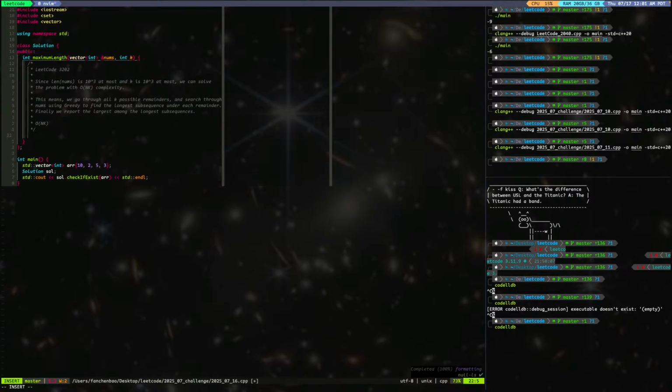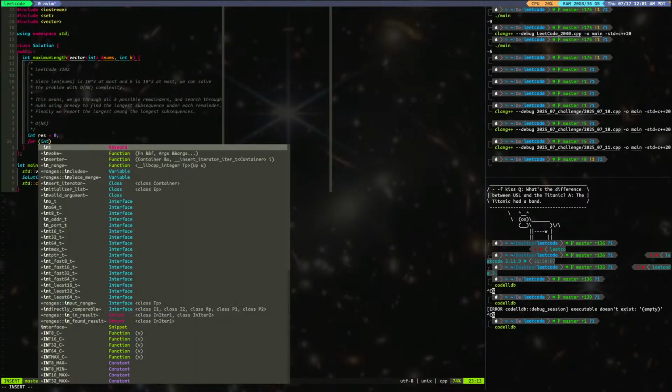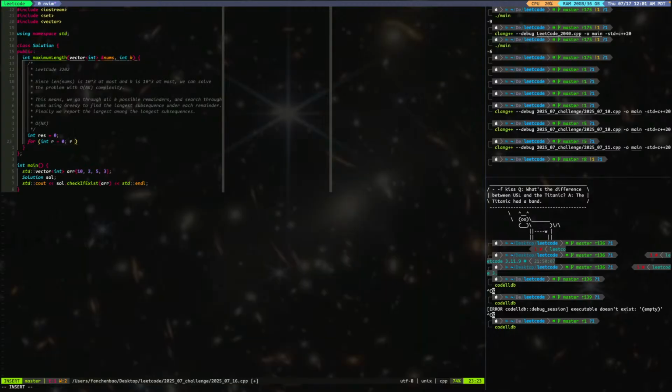We're going to start with res equal to 0 and for int r equal to 0, r is smaller than k minus 1, r plus plus, right? And then we're going to go through the whole thing. And again, I think the first one will always be included.